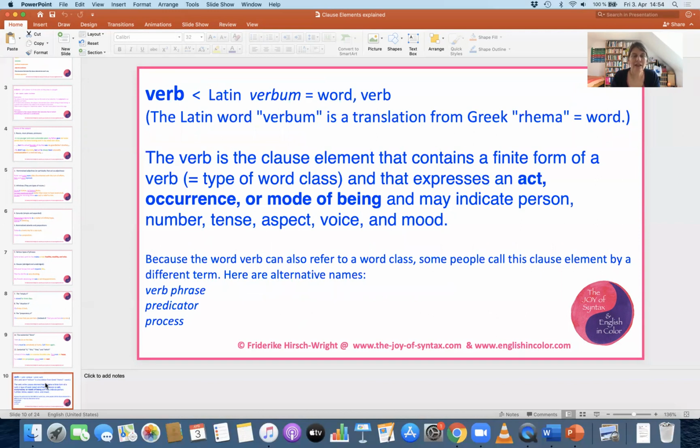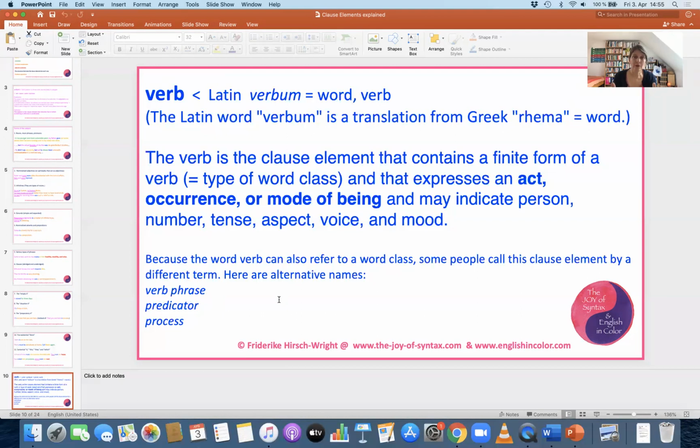Now, the second type of clause element is the verb, and here we already run into a problem. We also had verbs as parts of speech, as word classes. And because there is an overlap of terminology, not of concepts, but of terminology, some people use verb phrase or predicate or process to refer to the finite verb form. Now, a verb is a word that expresses states of being or actions. And the finite verb phrase in a sentence expresses that.